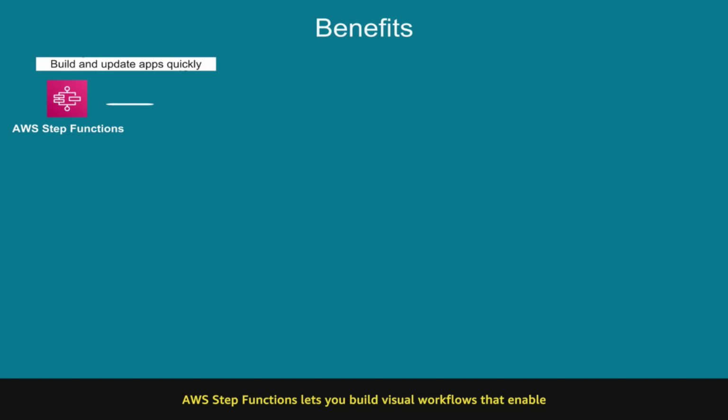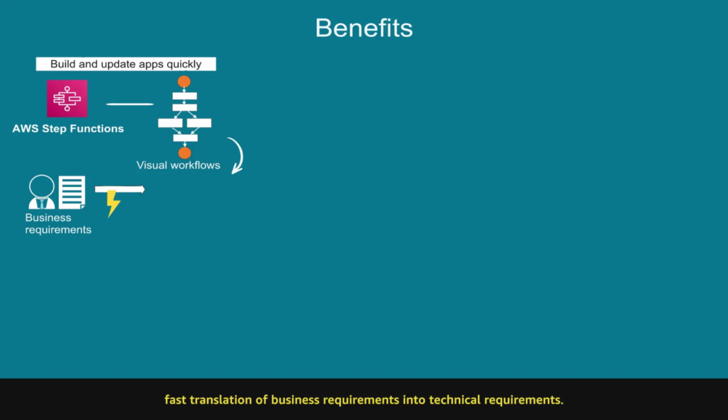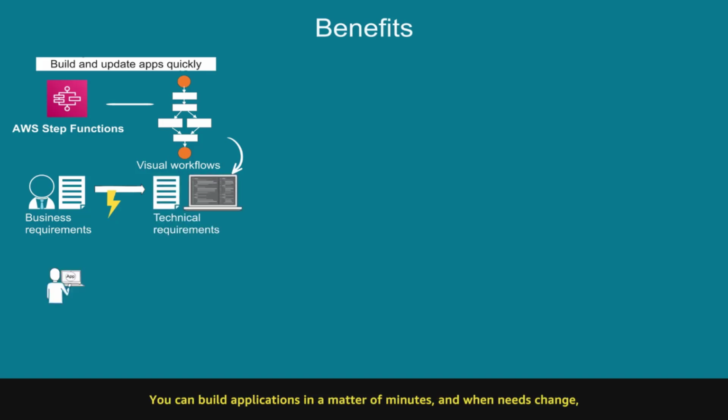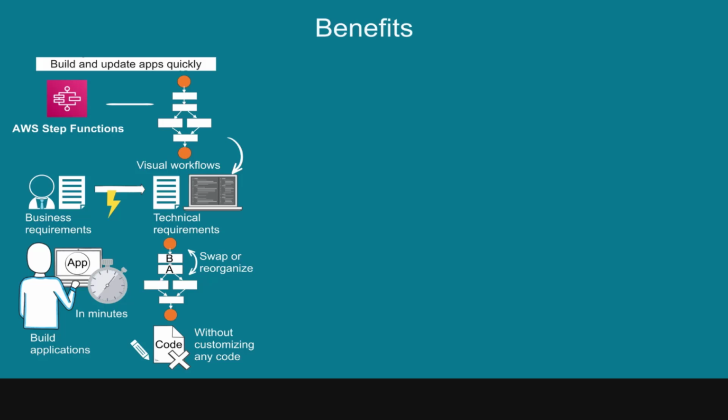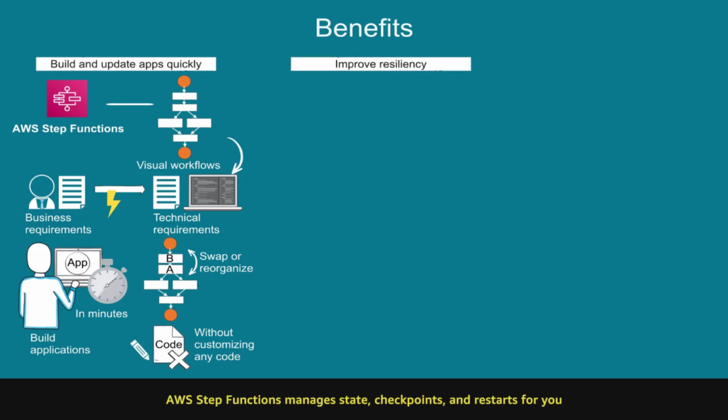Here are the key benefits. Build and update apps quickly. AWS Step Functions lets you build visual workflows that enable fast translation of business requirements into technical requirements. You can build applications in a matter of minutes, and when needs change, you can swap or reorganize components without customizing any code.